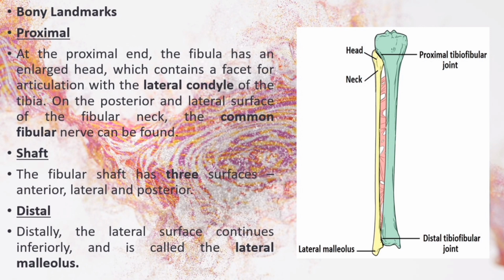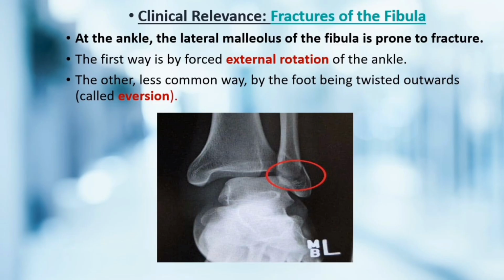Shaft. The fibular shaft has three surfaces, anterior, lateral and posterior. The leg is split into three compartments, and each surface faces its respective compartment, e.g. anterior surface faces the anterior compartment of the leg. Distal. Distally, the lateral surface continues inferiorly, and is called the lateral malleolus. The lateral malleolus is more prominent than the medial malleolus, and can be palpated at the ankle on the lateral side of the leg.